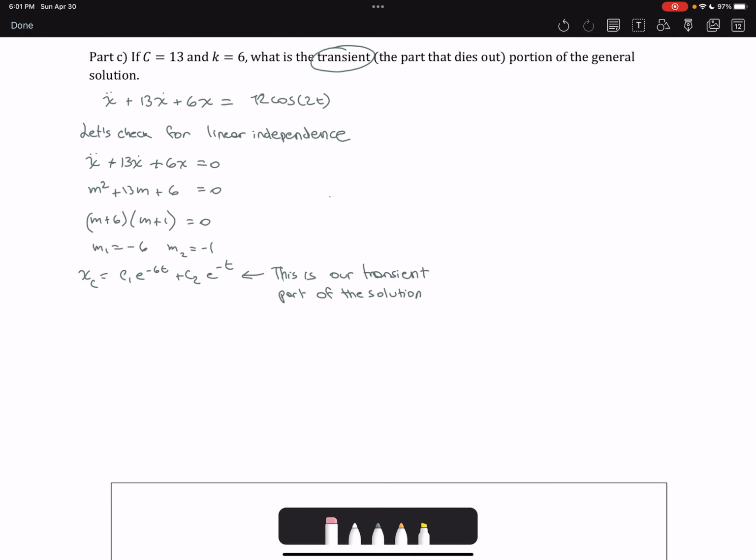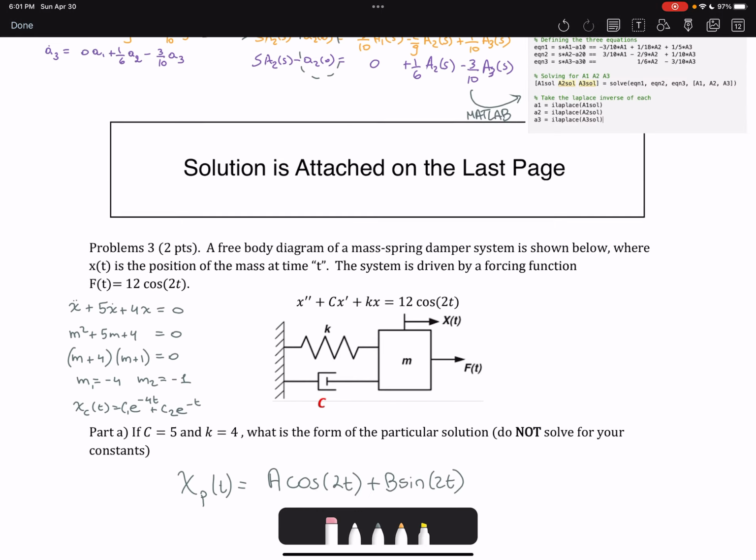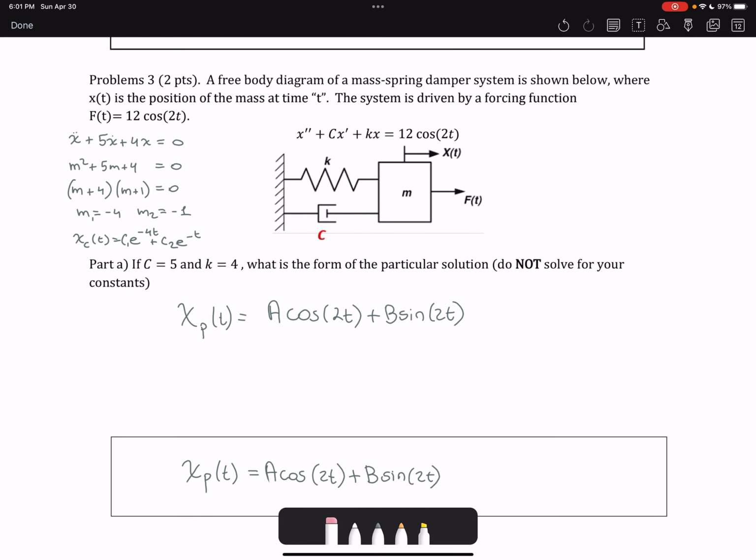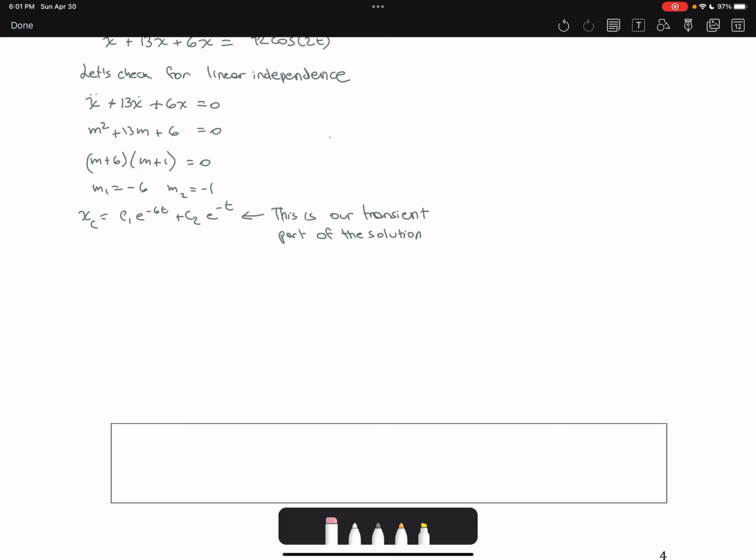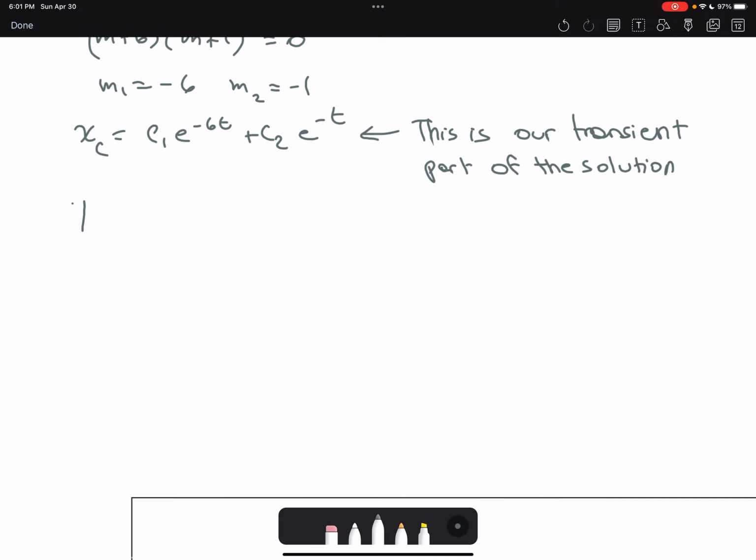And they're not giving us initial conditions, right? Let's double check. No, they're not giving us initial conditions. I'll write it here. They aren't giving us initial conditions.